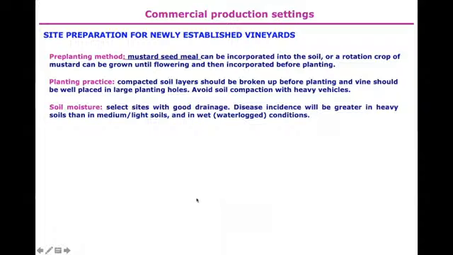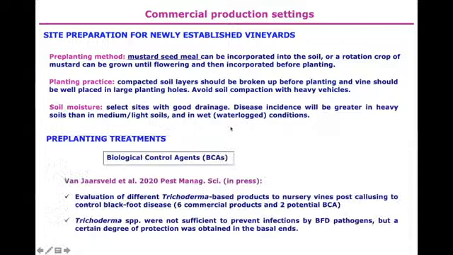It is also important to select sites with good drainage. Disease incidence will be greater in heavy soils than in medium-light soils and in wet conditions. Regarding the pre-planting strategies, the application of biocontrol or biological control agents could be an option to avoid GTD infections.